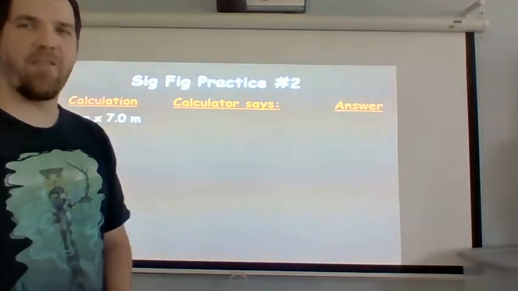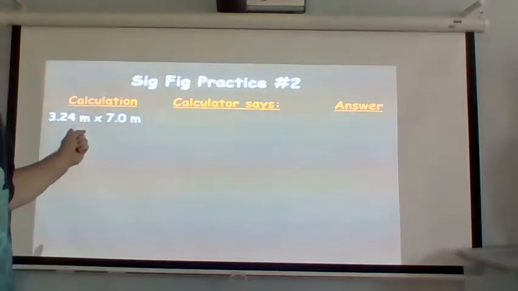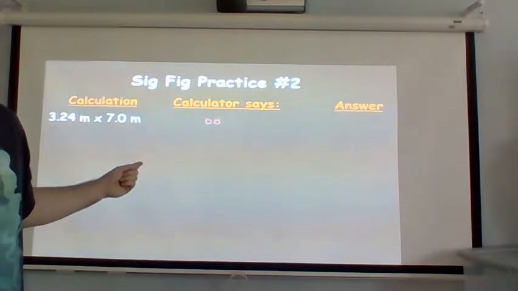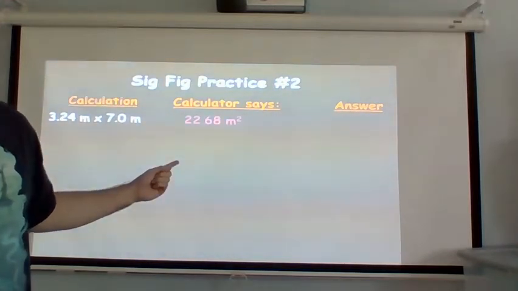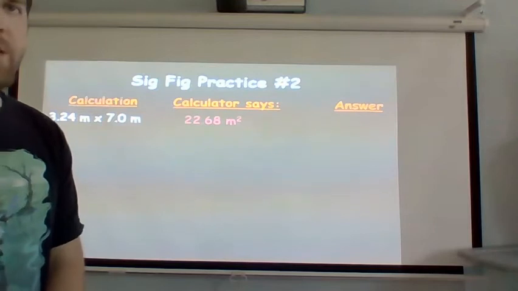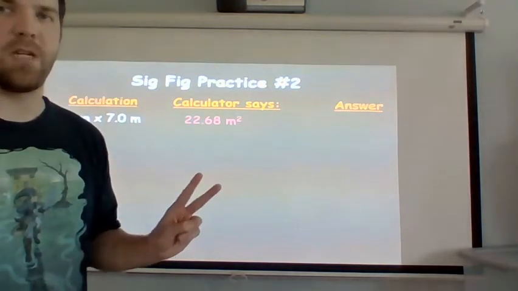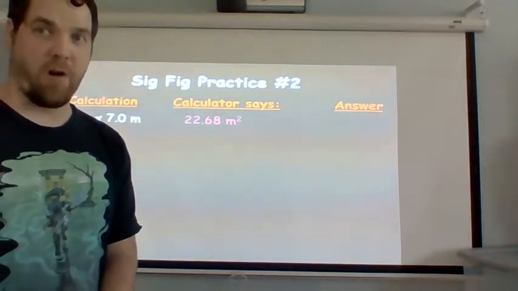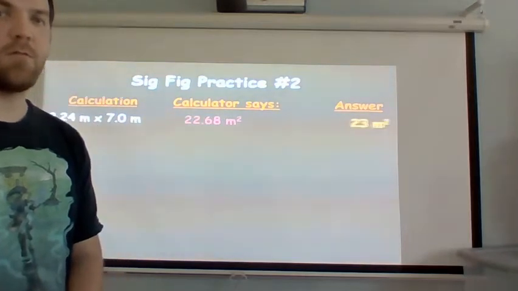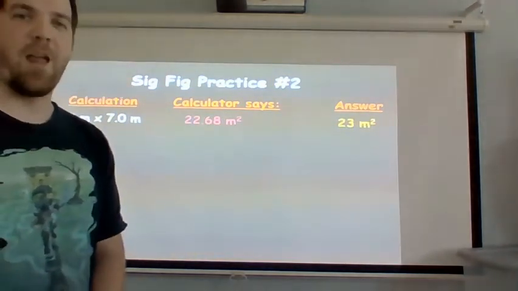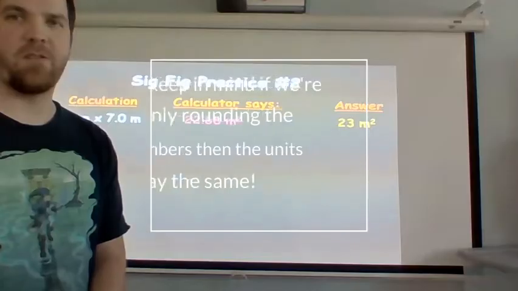Okay, so we have 3.24 times 7.0, and the calculator gives us 22.68, but we can't have that many sig figs. We can only have 2 sig figs. So we have to round our second digit, and we get 23 as our answer.